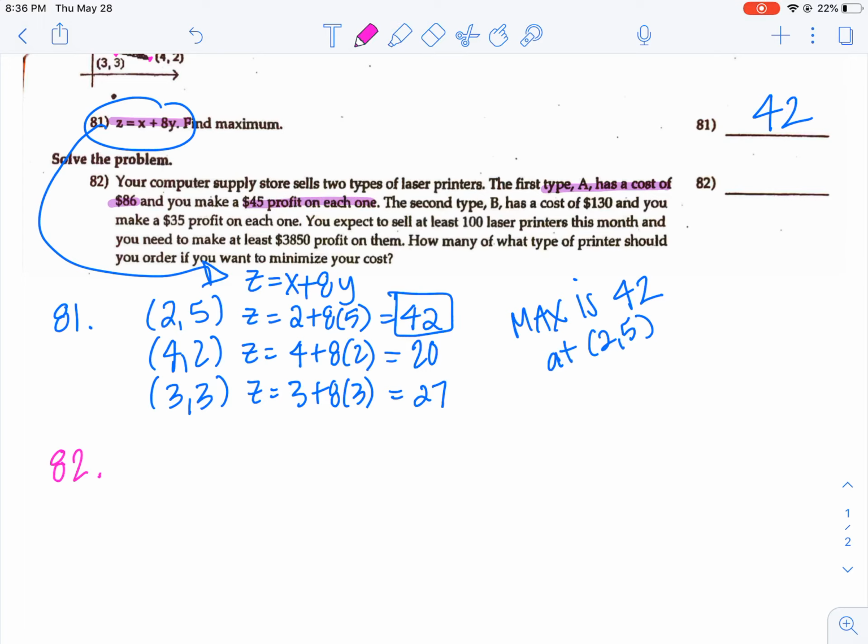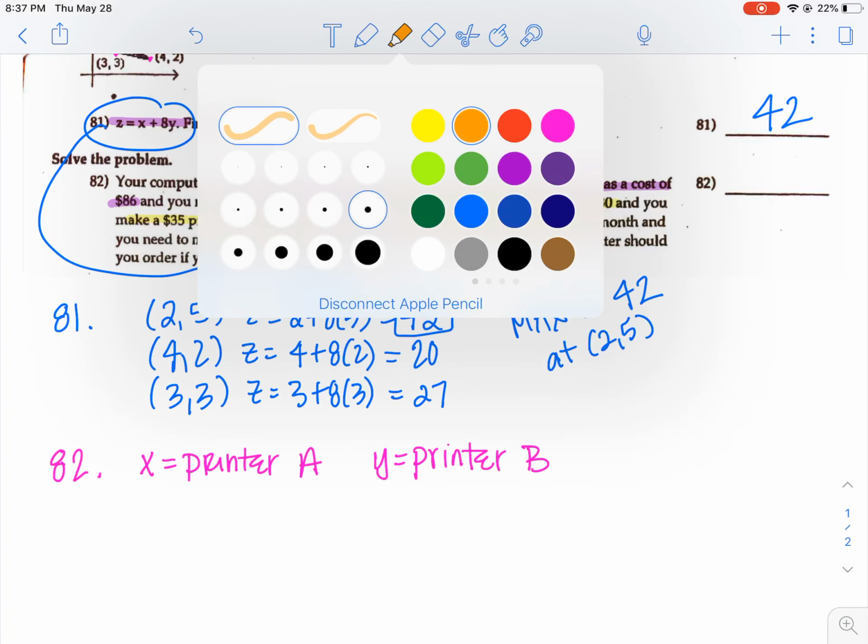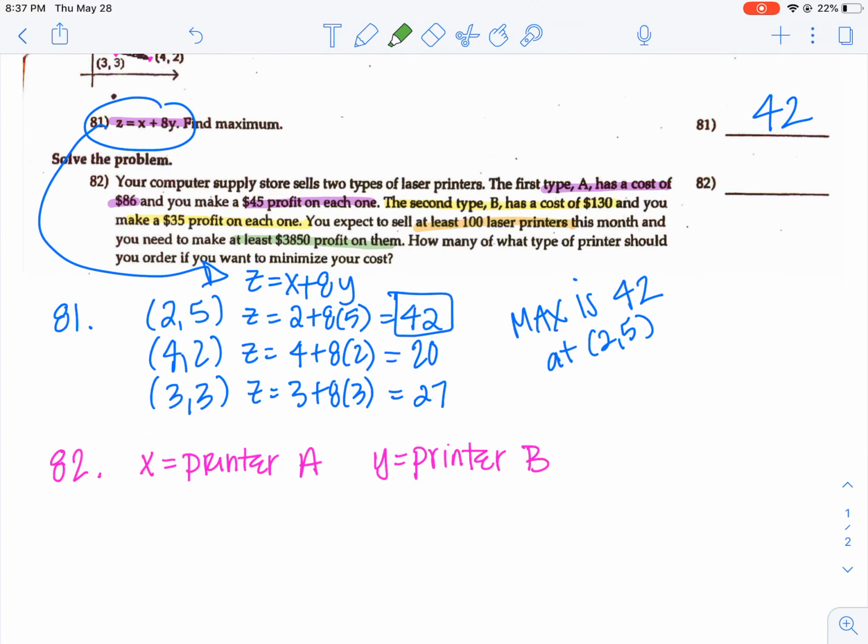So let's say x is going to be printer A. The second type, B, has a cost of $130 and a profit of $35. So let's use y to be printer B. We expect to sell at least 100 printers, and I need to make at least $3,850 profit. Now remember I said we were looking for the word maximize or minimize. Here it says, in order to minimize cost, what do I need to do?